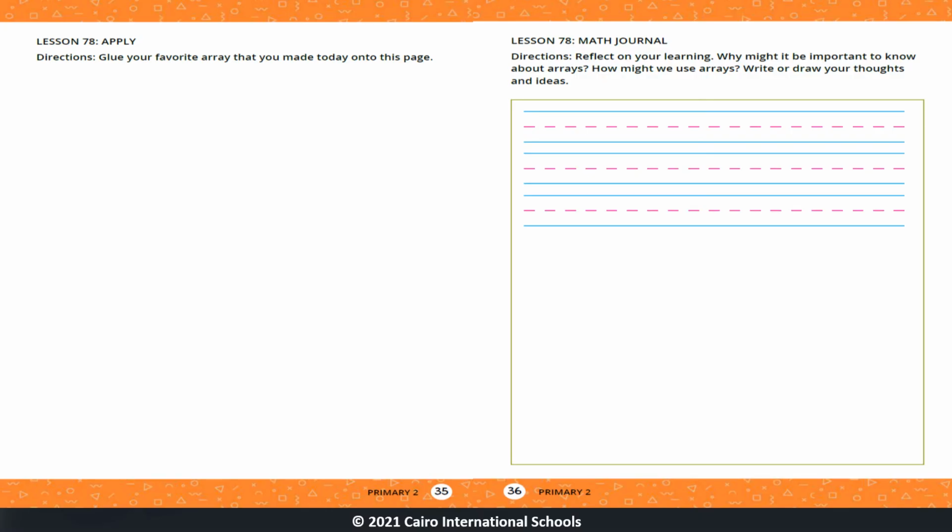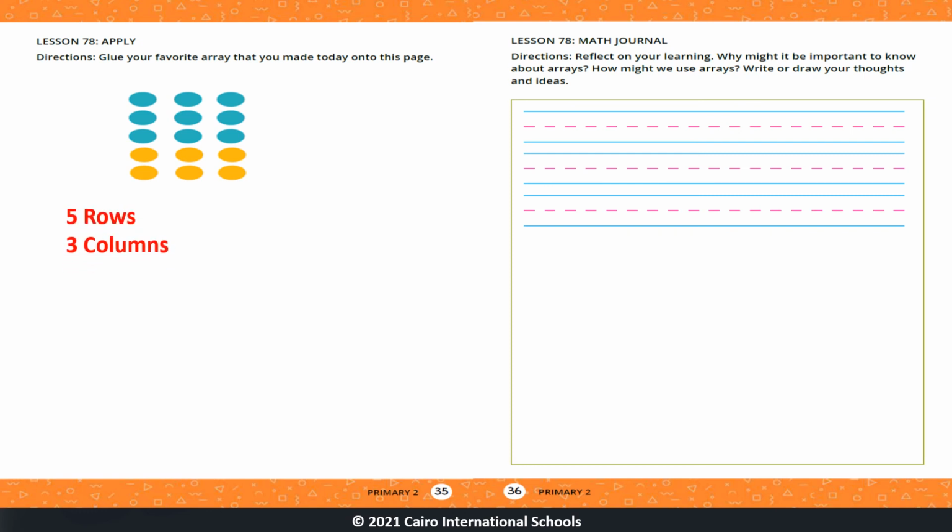Lesson 78, the apply part, glue your favorite array. Look carefully at this array. It has no gaps and it has rows and columns. How many rows in this array? We said that rows are as we move horizontally. 1, 2, 3, 4, 5. It has 5 rows. And how many columns as we move vertically? 1, 2, 3. So it has 5 rows and 3 columns.